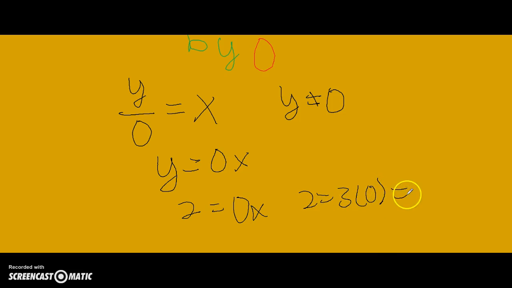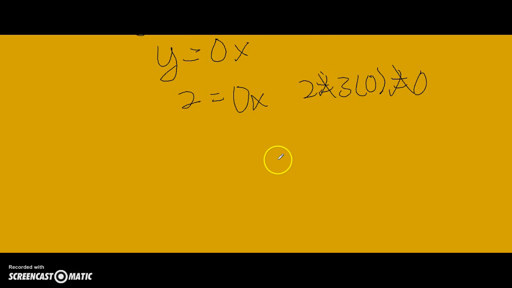And guess what? This just gives me 0. This is not equal. So basically, any number times 0 is 0. That's why we can't do this. Even a billion times 0 is still 0. You can think of the biggest number in the world, it still won't equal 2.